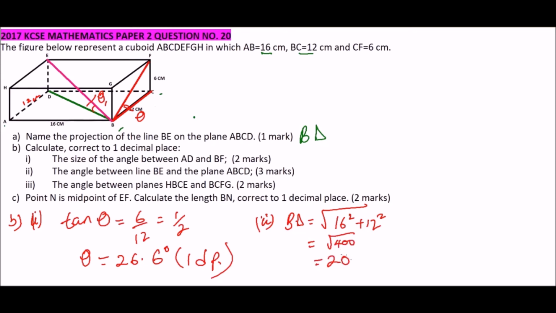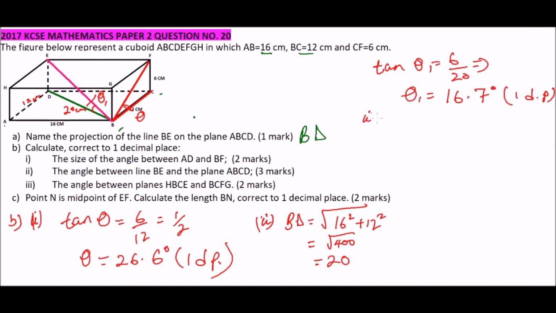And therefore, once we get this as 20 centimeters, and we know DE is 6 centimeters, we can now say that tan theta 1 is equal to 6 over 20. Theta 1 is equal to, once you get the tan inverse of 6 over 20, 16.7 degrees, and this is to 1 decimal place as we are required.